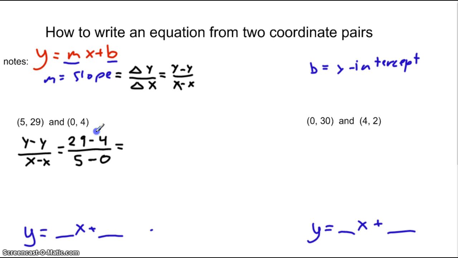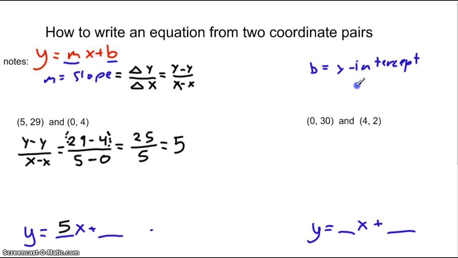So then, in order of operations, we're going to do the subtractions first because technically it's in a parenthesis, they group together. So 29 minus 4 is 25, and 5 minus 0 is 5. So if we were to simplify that, 25 divided by 5 is 5. So the slope is 5.